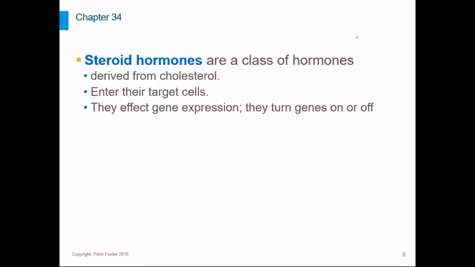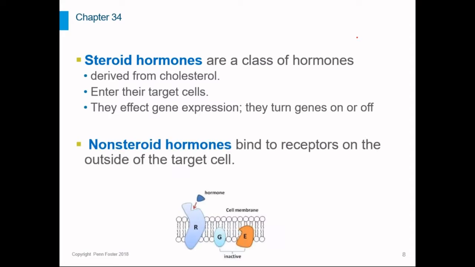We have two categories of hormones. Steroid hormones are a class of hormones derived from cholesterol, and they are able to enter their target cells instead of just attaching to the outside. Once inside the cell, they affect gene expression. So they turn genes on or off, causing pretty dramatic changes. Non-steroid hormones bind to the receptors on the outside of the target cell, and this activates enzymes in the cell that go on and release other messages within the cell.